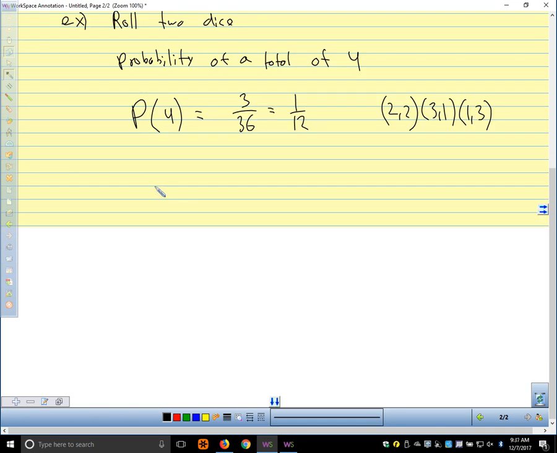How about the probability of rolling less than 4? So slightly different counting. We know it's going to be something over 36. How many ways can we get a total less than 4? 1 and 1, 2 and 1, or 1 and 2.